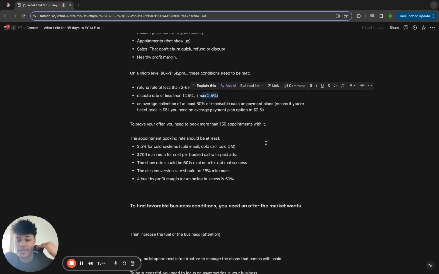This means if your ticket price is 5K, you need an average payment plan option of 2.5K. So even if you have a payment plan where they can pay 1K down, the average of all your PIFs, your 3.5K payment plans, your 2.5K, it needs to average out to 2.5K.